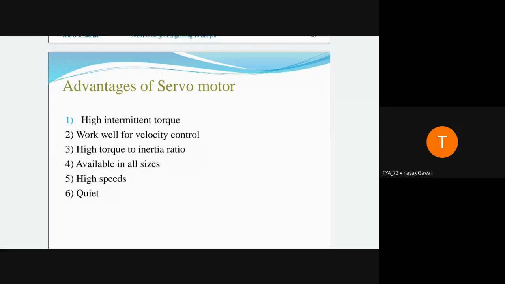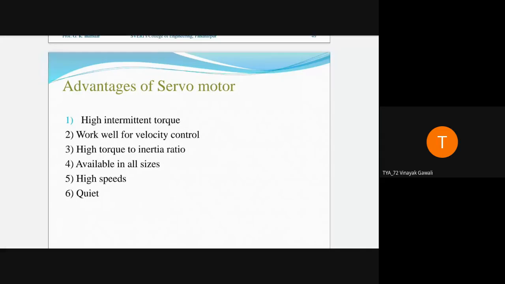What is the inertia? This is again a mechanical study. Whenever we started in first year: what is the inertia, what is the torque, what is the velocity, what is the displacement, what is the acceleration, what is the speed. These are the basic quantities. So for high torque to inertia, for the inertia purpose, flywheels we are also using.